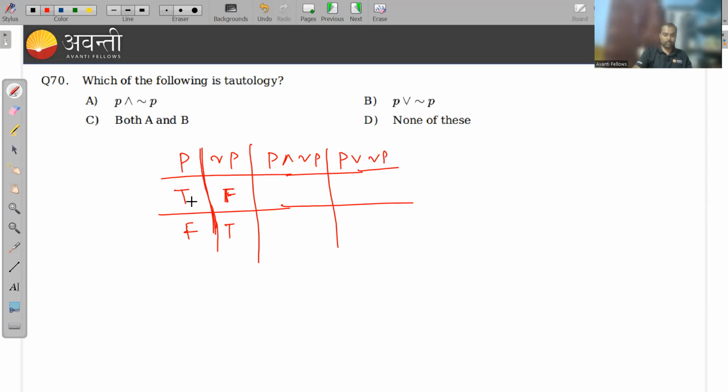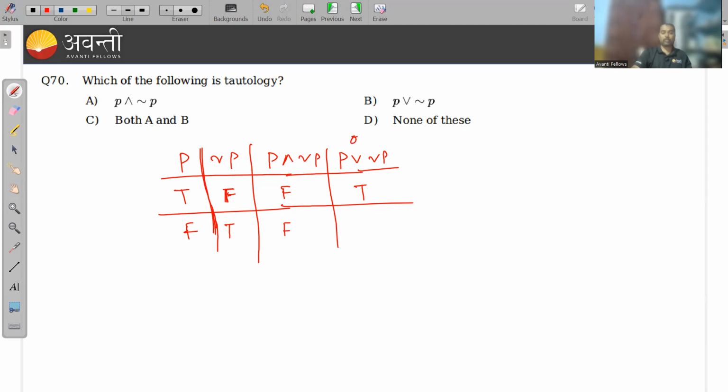So P and negation of P: when one of the two statements is false and the other is true, the conjunction statement will be false. So this is false and this is false also. And this will be true when we are finding true.